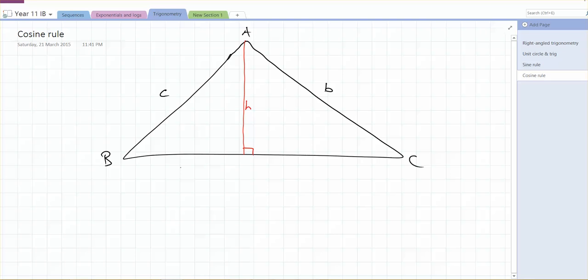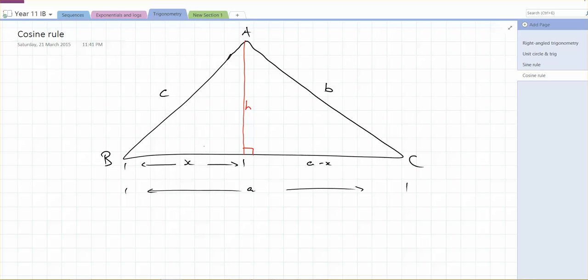Let's label this length here x. That's from there to there, which would mean this whole side is a from there to there, which means this side here is a minus x on this right angled triangle here. So let's do some Pythagoras on this stuff.